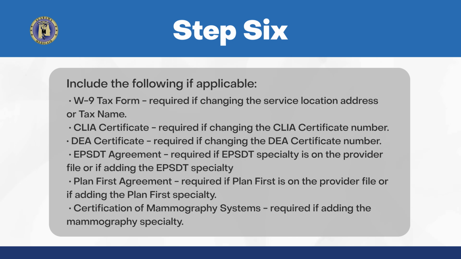Additional documents that may be required include, but are not limited to, the following. Include the following if applicable: W-9 tax form, required if changing the service location address or tax name. CLIA certificate, required if changing the CLIA certificate number.